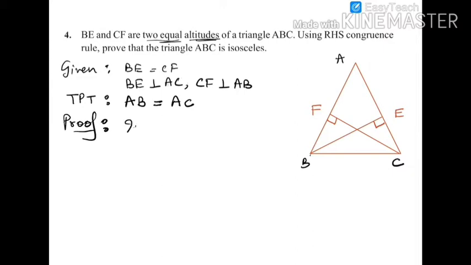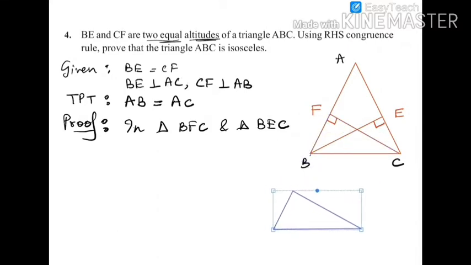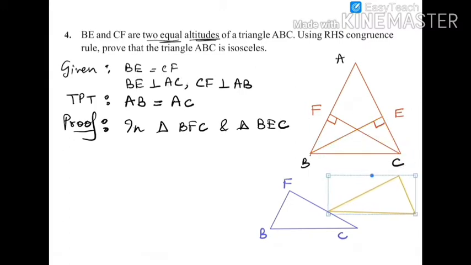So let's consider triangle BFC and triangle BEC. Since these two triangles are overlapping, we are going to separate them. Triangle BCF and this is triangle BCE. Let's mark the parts that are equal in these two triangles.